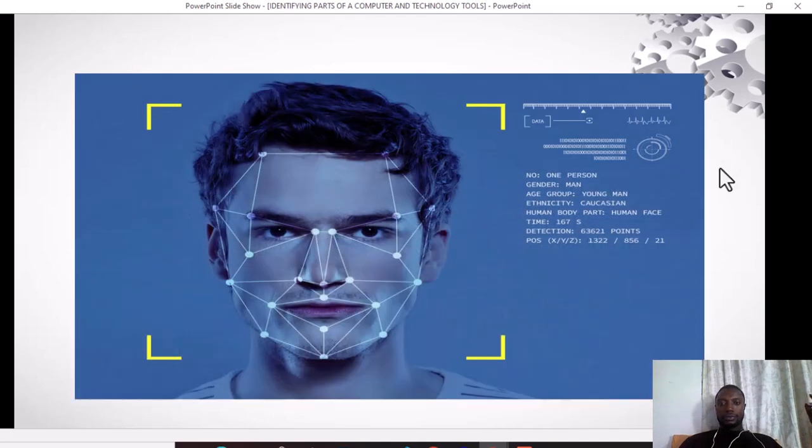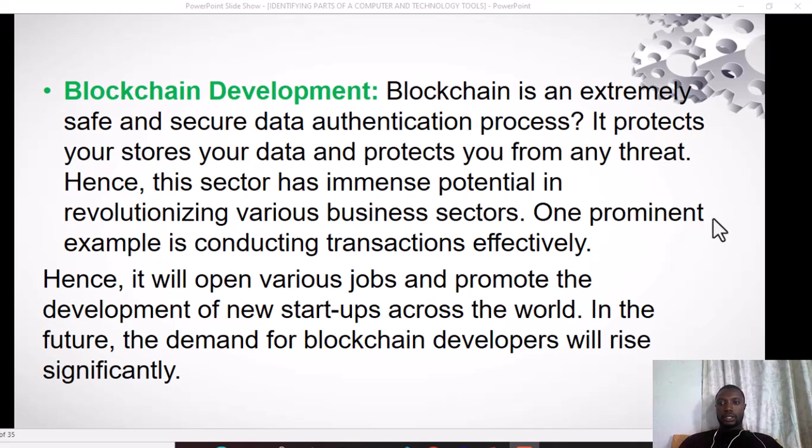Okay, so let's take a look at blockchain development. All right, the blockchain is an extremely safe and secure data authentication process. It protects your stores and your data and protects you from any threat. Hence, this sector has immense potential in revolutionizing various business sectors. One prominent example is conducting transactions effectively.